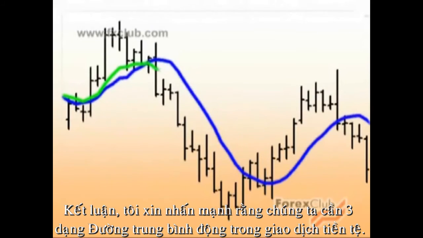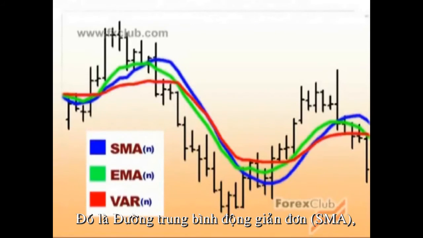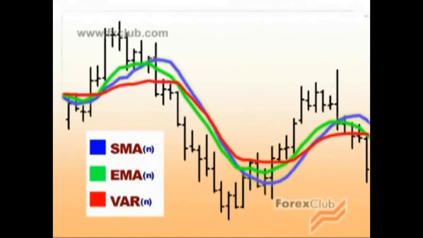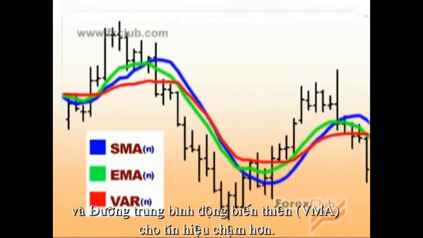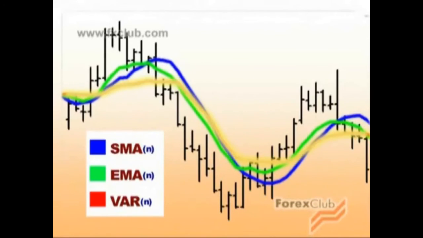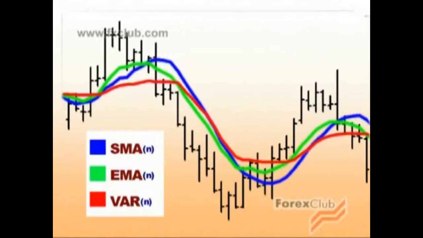In conclusion, I'd like to underline that we will need just three types of moving averages in our work. These are the simple moving average, SMA, exponential moving average, EMA, which is faster, and variable moving average, VAR, which is slower. You'll notice that there is no weighted moving average in this list. Let me explain why this is so.